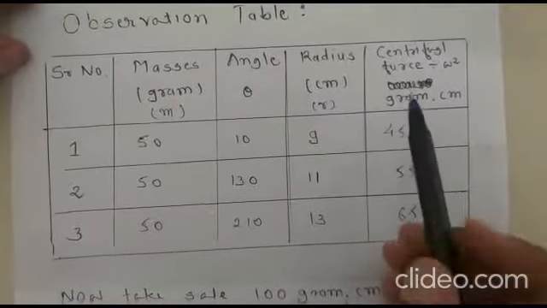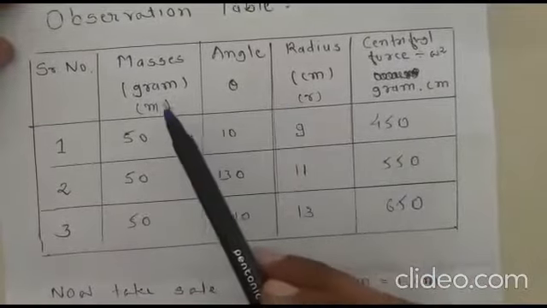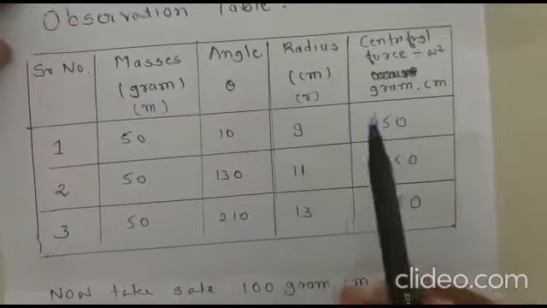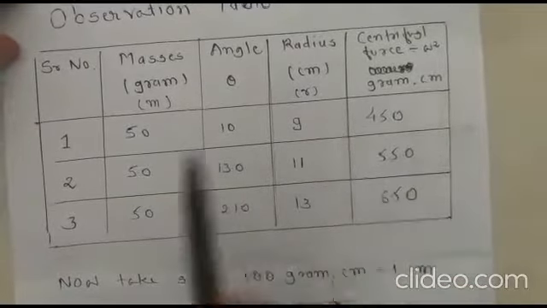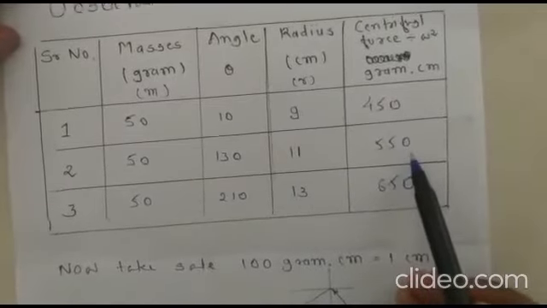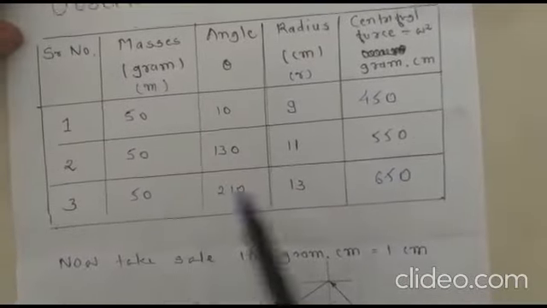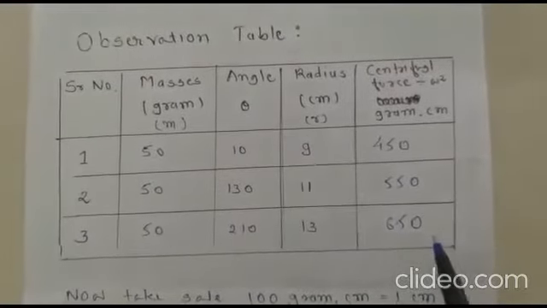Now the product of centrifugal force divided by omega square is a multiplication of mass and radius. So this is 450 grams-centimeter, 50 into 9. Now for the second mass, 50 grams into 11, this will give you 550 gram-centimeter. For the third, it is 50 grams into 13, so this will give you 650 gram-centimeter.